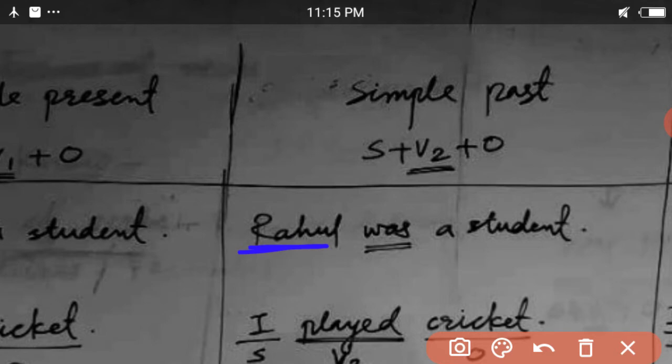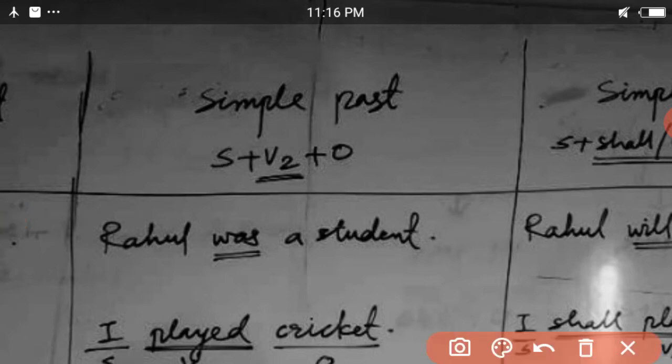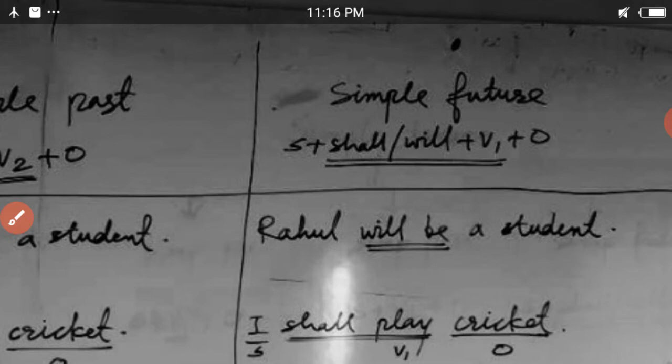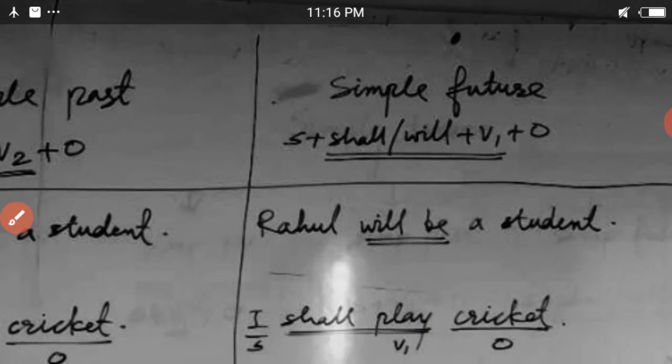So Rahul will be as it is, a student will be as it is. And for the past tense, we use the word was as a past form of the word is. So the sentence will be Rahul was a student. Next is that of simple future tense. So here again the subject and the other part that is complement will remain same, only verb will change. So in future tense we use shall/will, right? So how will be the sentence? Rahul will be a student.